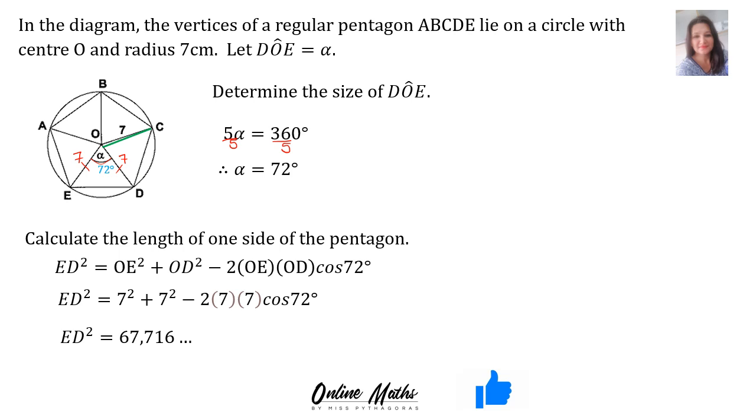You end with ED squared is equal to 67,716, etc. Don't round off here. You only round off your final answer. And then you don't want ED squared, you only want ED, so you take the square root and you end with ED is equal to 8,23 centimeters.